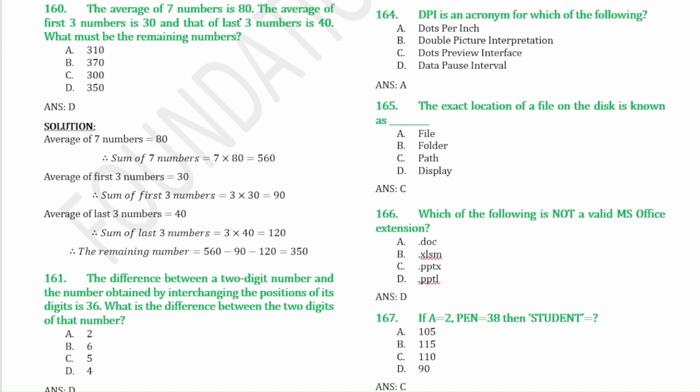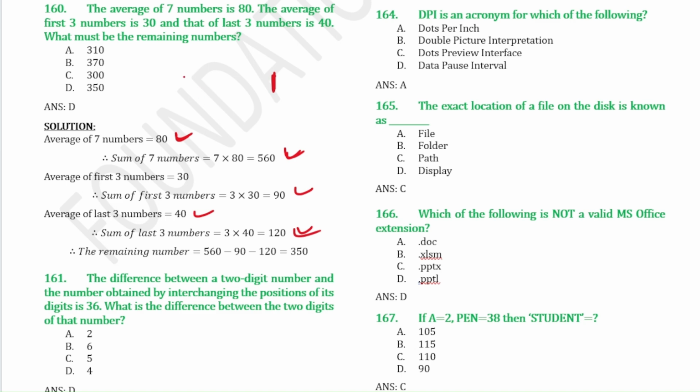Next question, 160. The average of 7 numbers is 80. The average of the first 3 numbers is 30, and the average of the last 3 numbers is 40. So we have to find the middle term in this question. The average of 7 numbers is 80, so the sum of all the 7 numbers is 7 into 80, which gives you 560. Similarly, the average of the first 3 numbers is 30, so the sum of the first 3 numbers is 3 into 30, which gives you 90. Similarly, the average of the last 3 numbers is given as 40, so the sum of the last 3 numbers will be 40 into 3, which gives you this one.